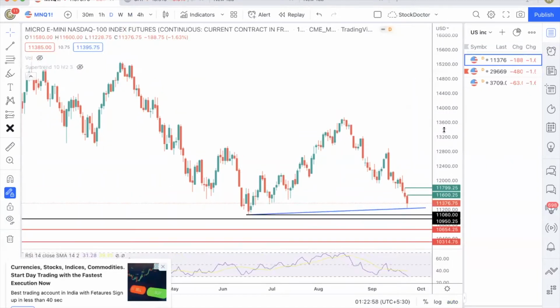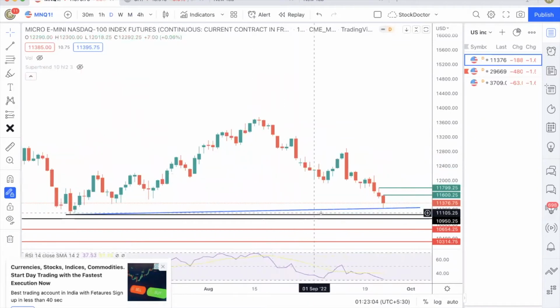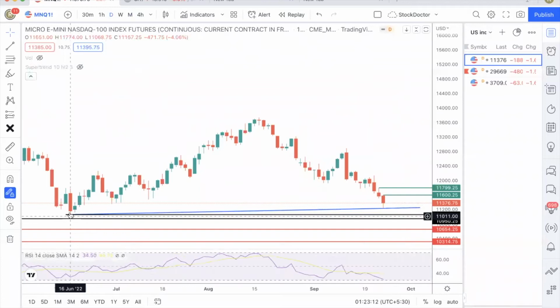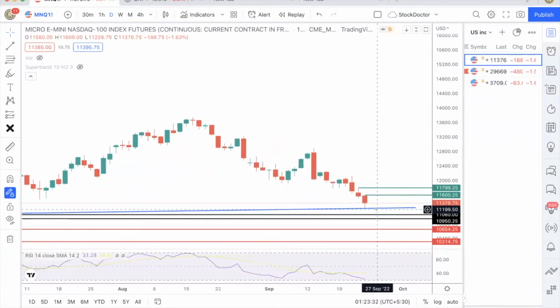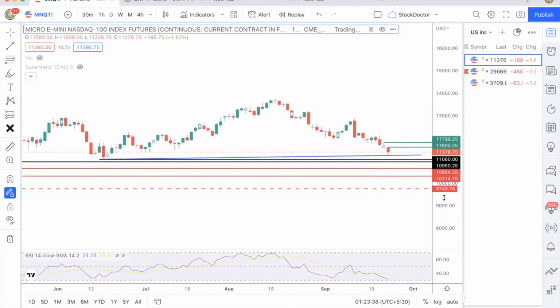Let me zoom in a bit more. So you can see here right now, this is a trend line. The blue line is a trend line support for this index. It has made a low on 16th June 2022, the low of 11,068, and this Friday's closing low was 11,228.